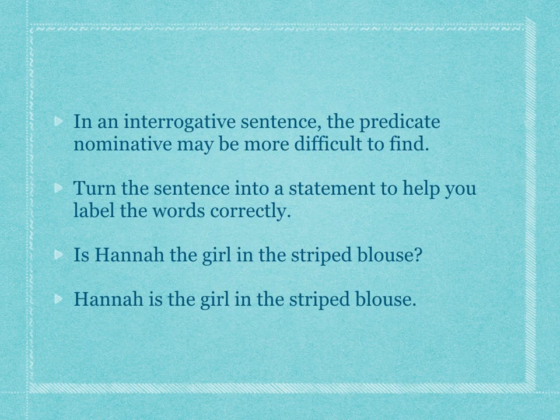In an interrogative sentence, that means a question sentence, the predicate nominative may be more difficult to find. In order to help you find all those parts, turn the sentence into a statement. Is Hannah the girl in the striped blouse? Hannah is the girl in the striped blouse. Hannah would be our subject, is is the linking verb, and girl is the predicate nominative. In the striped blouse is simply a prepositional phrase we can ignore. So that helps us to then turn around and label the interrogative sentence correctly. Hannah is the subject, is is the linking verb, and girl is the predicate nominative. You can see how the subject and the linking verb just switch places.